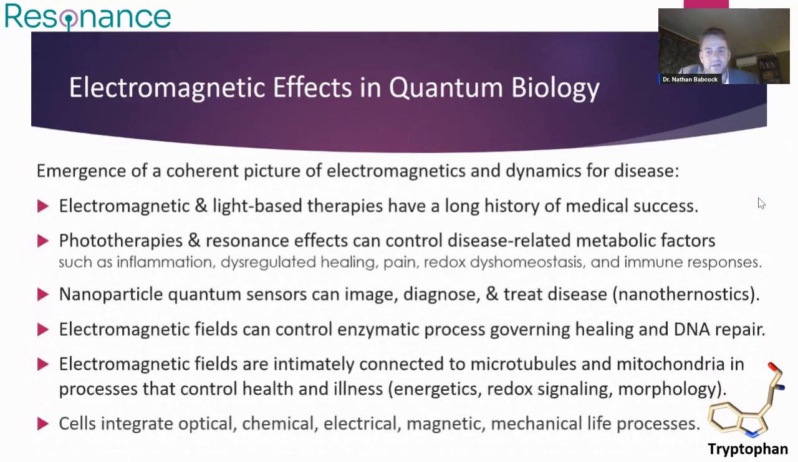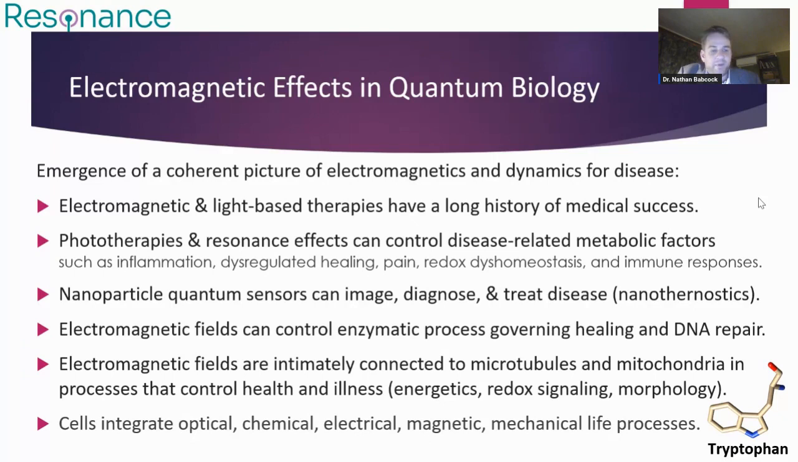So, in conclusion, we have the emergence of a coherent picture of electromagnetics and dynamics for disease. That electromagnetic and light-based therapies have a long history of medical success, and phototherapies and resonance effects can control disease-related metabolic factors. These include inflammation, dysregulated healing patterns, pain. This includes redox dyshomeostasis, the actual dysfunction of the redox state of the cell, and as well immune responses.